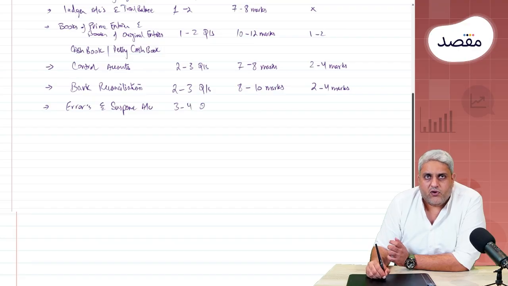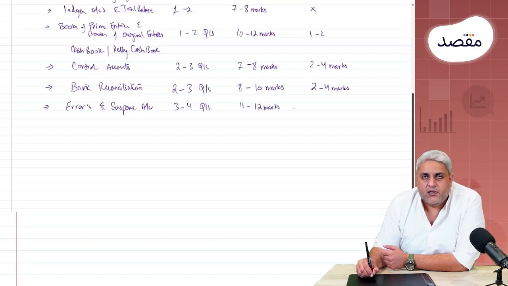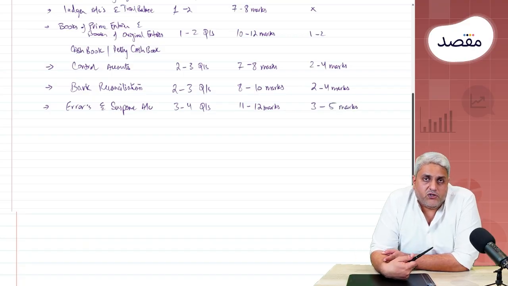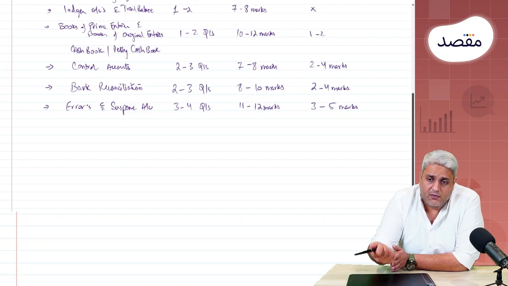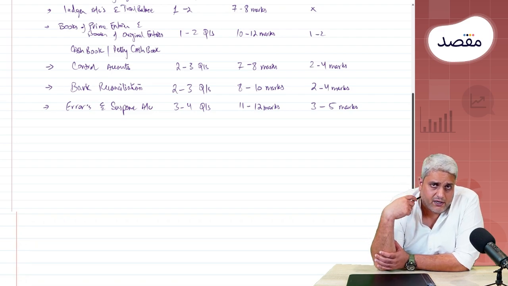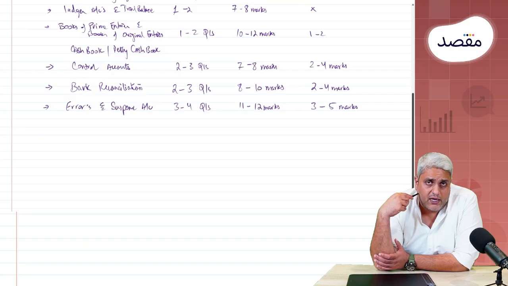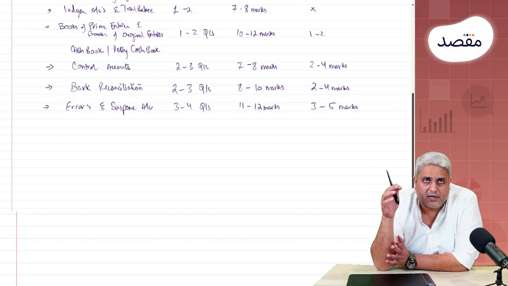Expect 3 to 4 questions in paper 1. If this comes in, good 11 to 12 marks ka question. And yes, 3 to 5 marks ki theory. The examiner might ask you to point out errors not affecting trial balance, which is ये कौन सा error था, ये कौन सा error था, ठीक है. And then again theoretical aspect से भी examiners को test करता है.